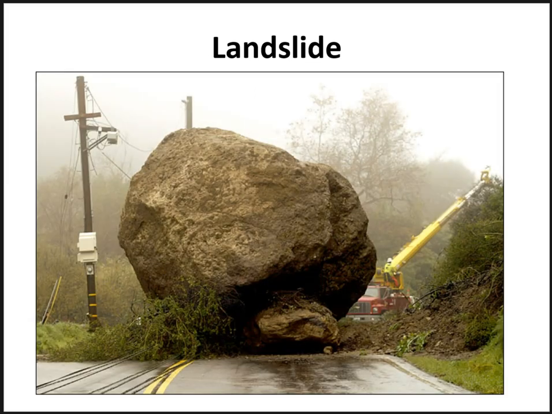Here's an example of a massive rock that is associated with this landslide type of mass movement. Note that there is not much organization to the sediment brought down in this slide. It's just an assortment of stuff.